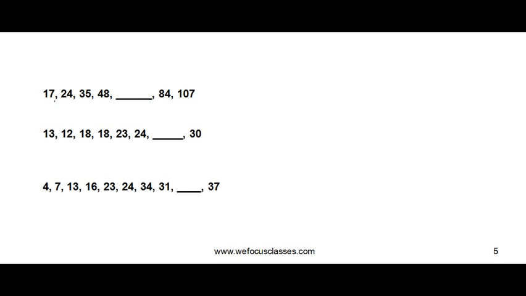See, the problem is given 17, 24, 35, 48, dash, 84 and 107. When the numbers are very near, try to find the difference only. So what is the difference from 17 to 24? 7. So what is the difference from 24 to 35? The difference is 11. So what is the difference from 35 to 48? The difference is 13. By looking at the numbers, we can say that these are the prime numbers. So what is the next prime number? That is 17. So 48, if you add 17, you will be getting it as 65. So the answer will be 65.